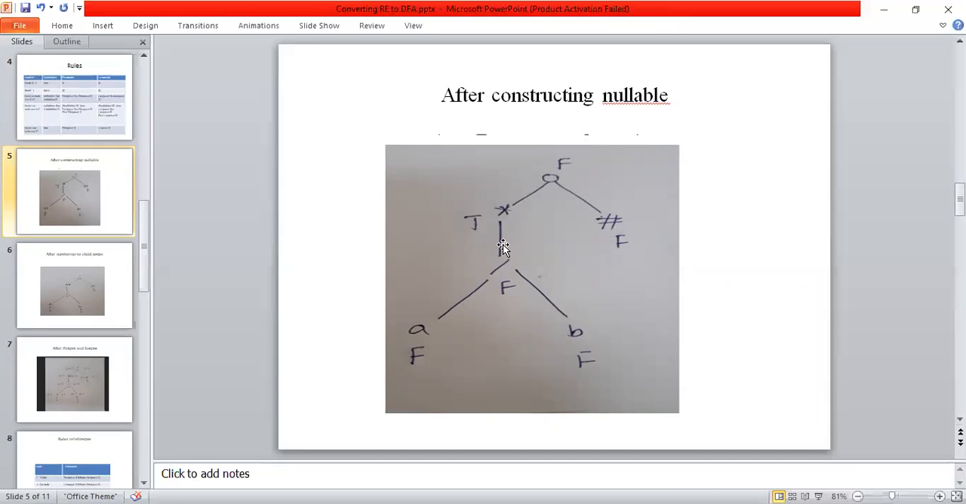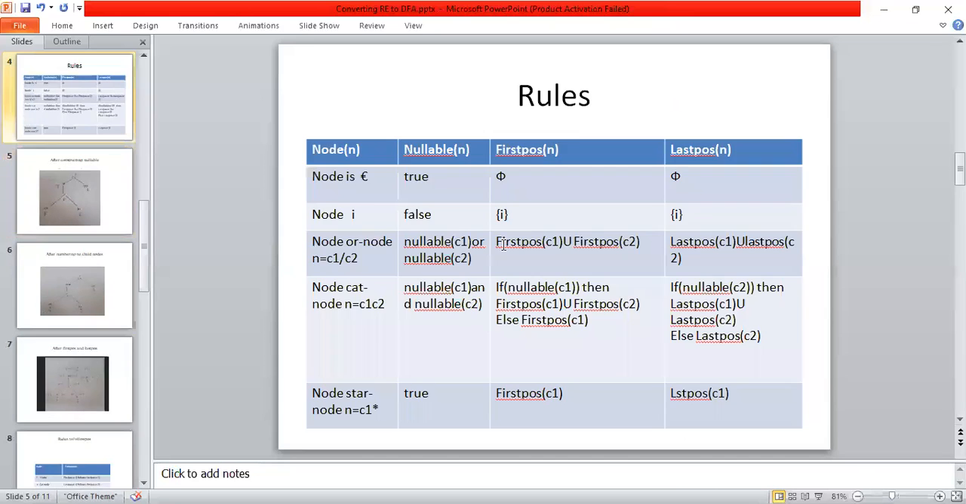Okay. In the next video, we'll learn how to construct the first position and last position.